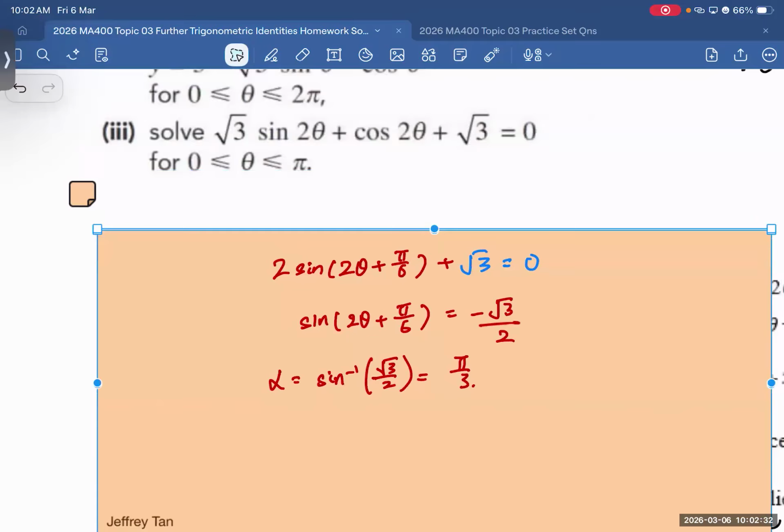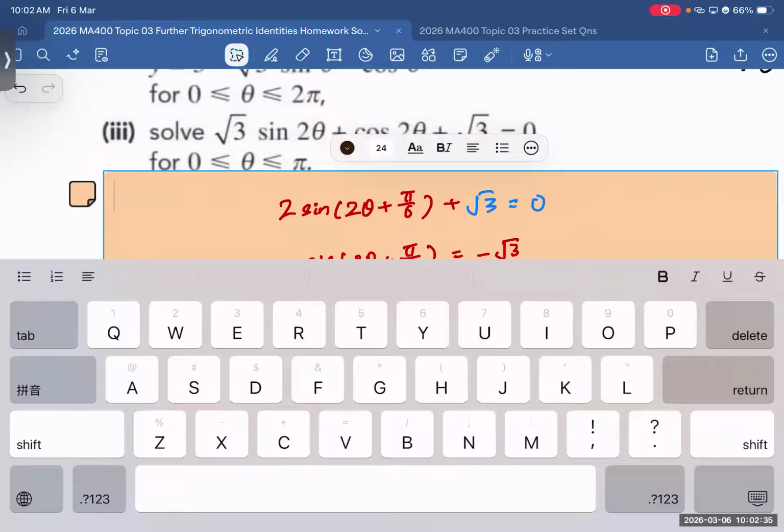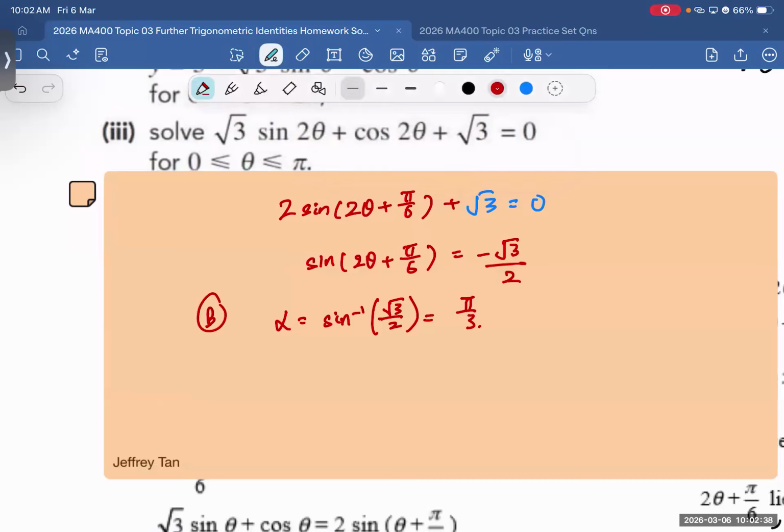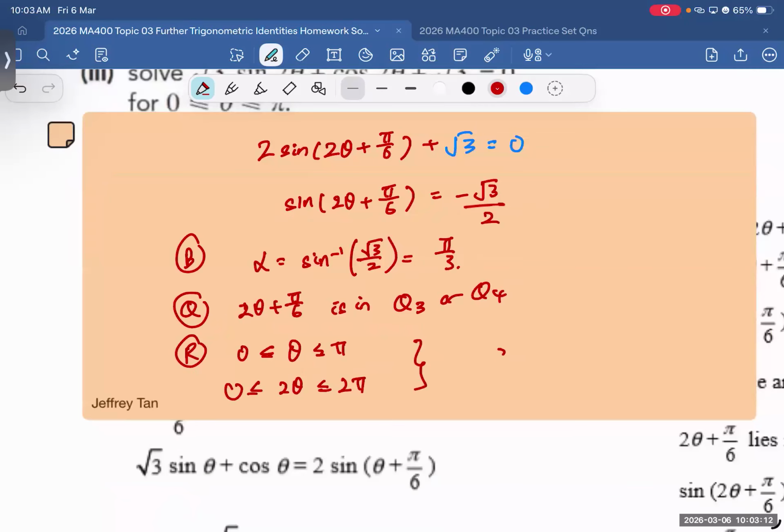So after that, this is B. I go slowly. Quadrant: 2 theta plus pi over 6 is in quadrant 3 or quadrant 4 because sine is negative. Theta is between 0 and pi. Therefore, 2 theta is between 0 and 2 pi. Therefore, 2 theta plus pi over 6 has to be between pi over 6 and 13 pi over 6. You just follow BQRA, you will never go wrong.